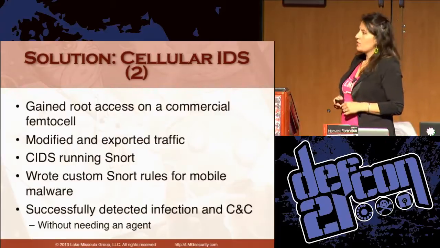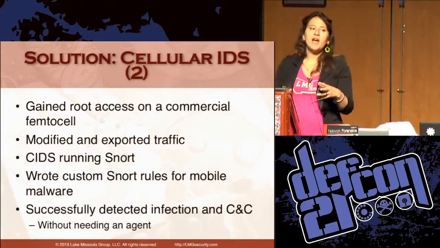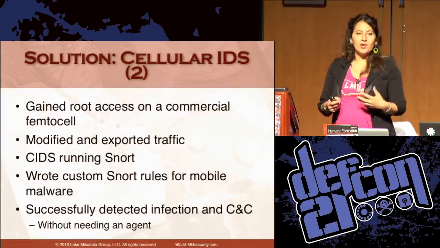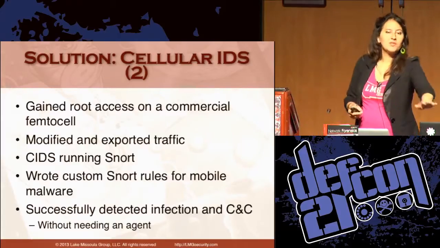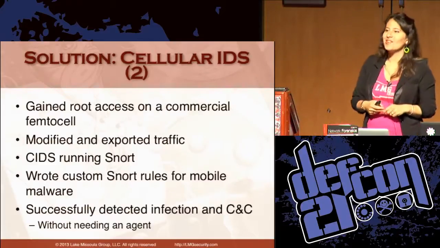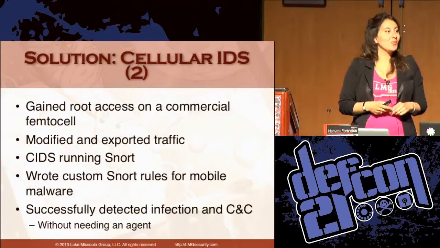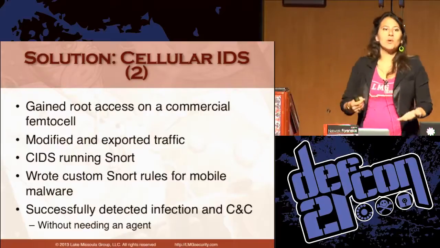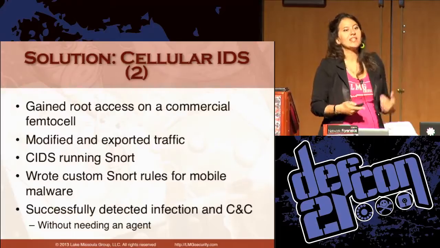So we gained root on the commercial femtocell, the Verizon femtocell, and then we modified the Linux open source software on it so that it started exporting traffic, and David will go into this in more detail in a few minutes. Then we sent it off to a separate system, which embarrassingly only cost us $44 on eBay. It was an old Dell Optiplex. That system happened to be running Snort, and we created custom Snort signatures so that when we infected a phone with the Android Stealth malware, Snort would actually detect it and alert upon it.